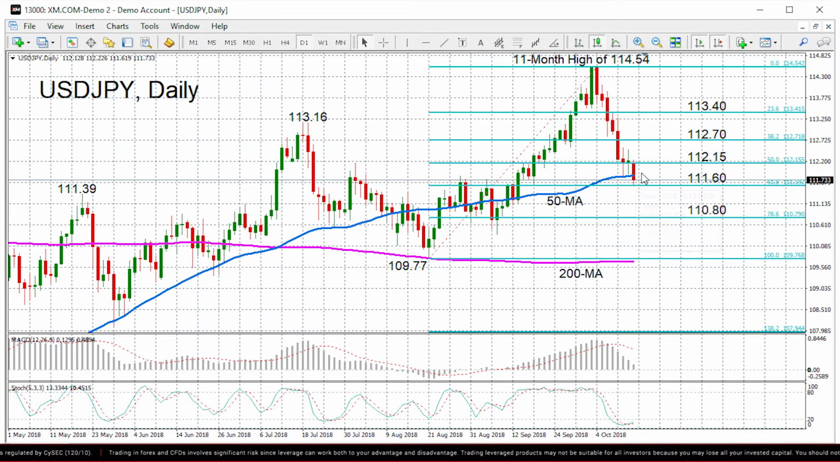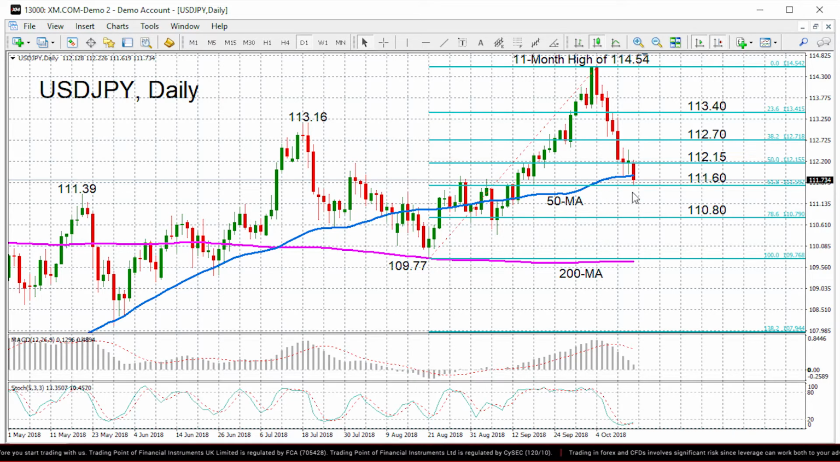If we were to see an upside move, immediate resistance should come from the 50% Fibonacci, that's around 112.15. A break above that would open the way towards 112.70, that's the 38.2% Fibonacci, and above that we have the 23.6% Fibonacci at 113.40. A move above 113.40 could lead the way back towards that 11 months high of 114.54, and then a fresh high would then signal a resumption of that uptrend that began back in August.